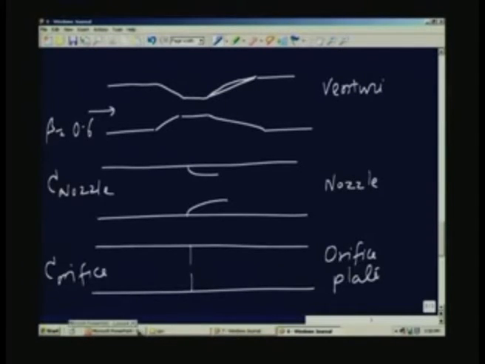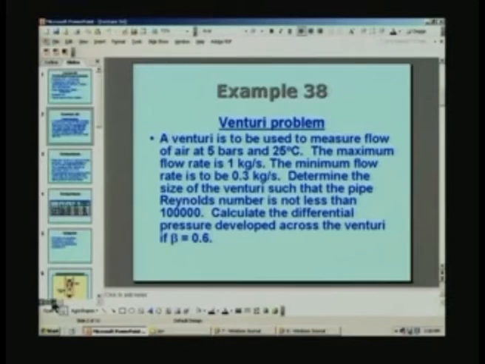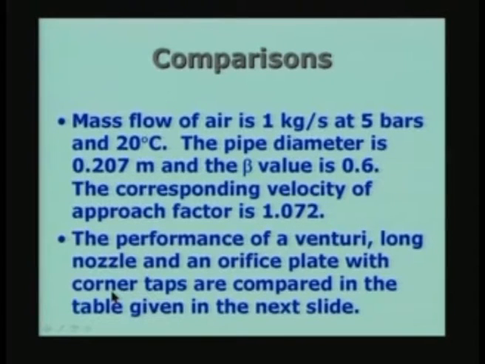This I have worked out, and I will show you on the slide. So, the mass flow of air is 1 kg per second at 5 bars and 20 degrees Celsius. There is the inlet pressure and temperature. The pipe diameter is 0.207 as determined in the earlier case, and the beta value is 0.6. These are held fixed. The corresponding velocity of approach factor is also 1.072. All these are fixed for all the three cases.